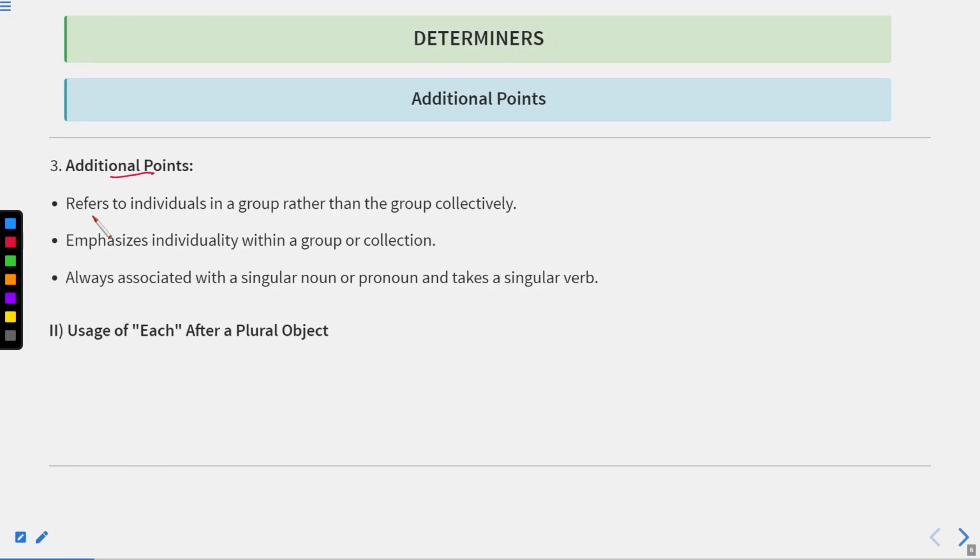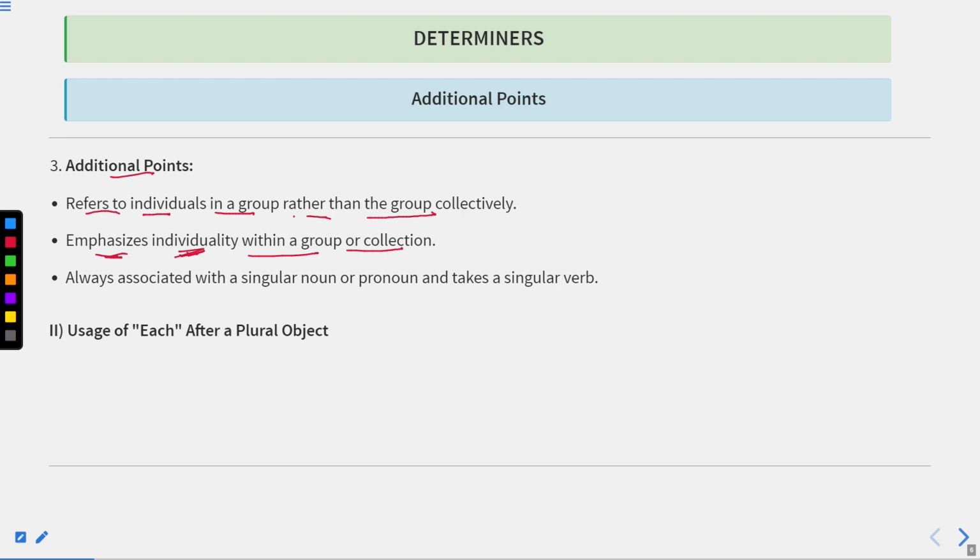Some additional points about it. It refers to individuals in a group rather than the group collectively. It emphasizes individuality within a group or collection. It means it emphasizes individuality. It is not taking the collection of the group or the group collectively. Okay, you are not making a combined effort over here, or sharing anything combinedly, but you are just using everything for the separate one. So it refers to individuals in a group rather than the group collectively.